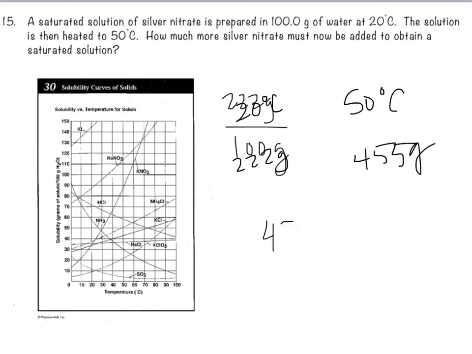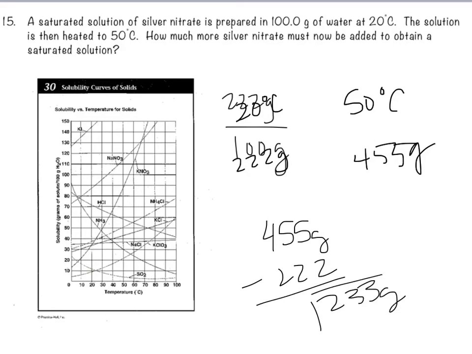Well, 455 grams minus 222, 233 grams of silver nitrate could be added to this saturated solution and heated up to 50 degrees, and it'll dissolve that many more.